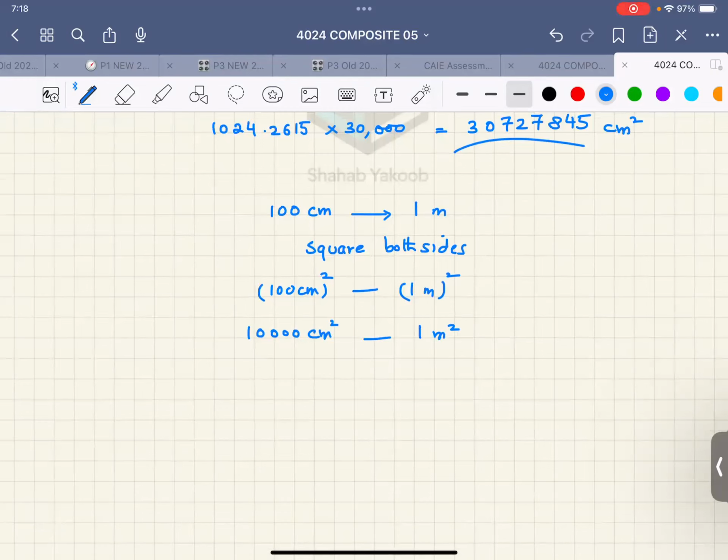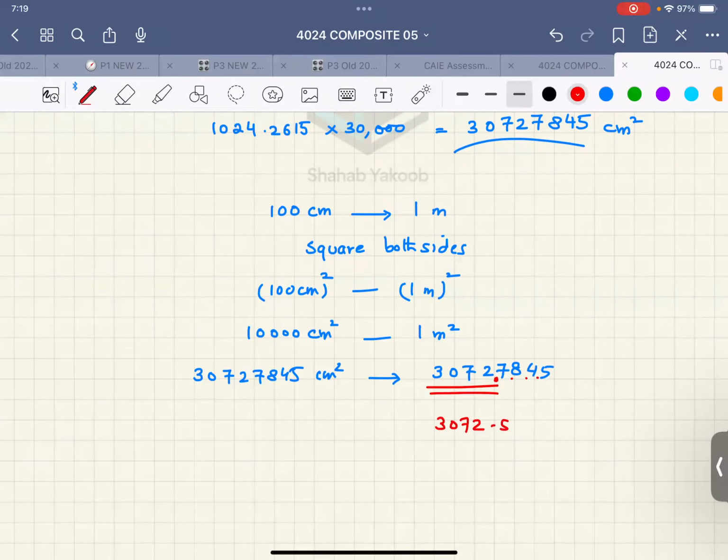And if I take this value, which is 30727845 centimeters square, that becomes 3072.7845. Actually, let me write 45 first, and then let me write a decimal: 1, 2, 3, 4. This is 3072.7845.